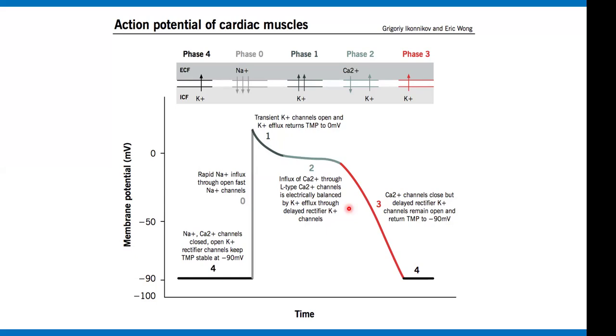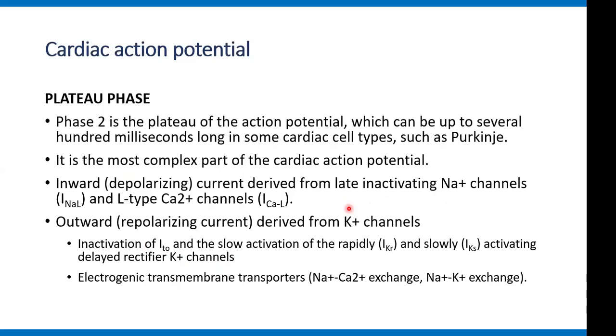Then we have phase 3. In phase 3, the calcium channels close, which means that you do not have positive ions going into the cell. But the delayed rectifiers, like we said, are slow, but they remain open. And then you have rapidly activating potassium channels that are also activated. And those lead to what? Efflux of potassium from the cells. And this contributes to what? Returning the membrane potential back to about minus 90.